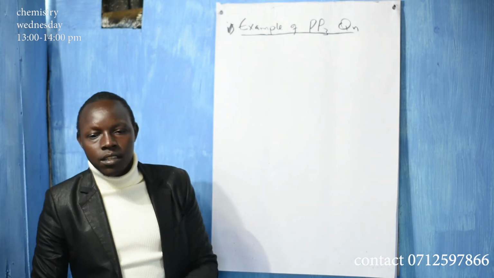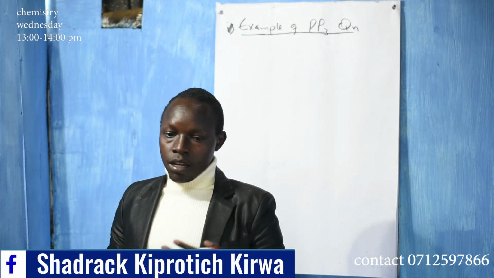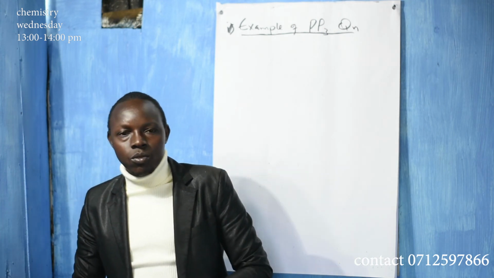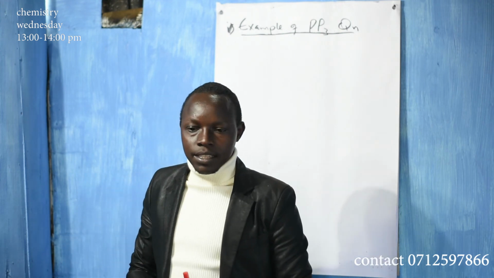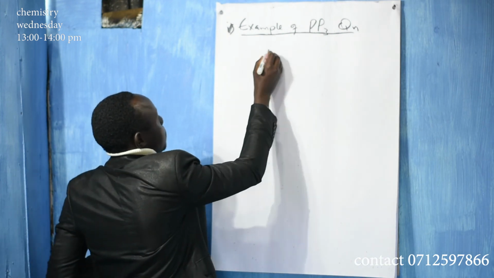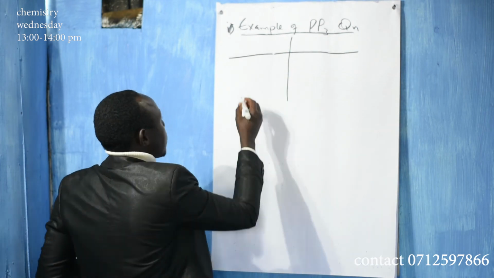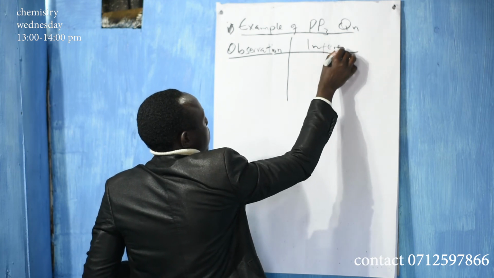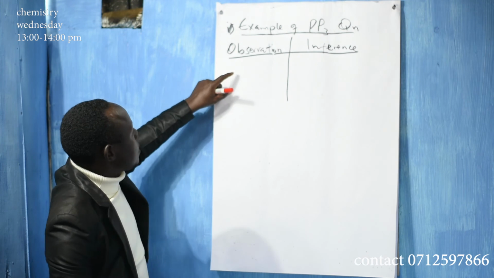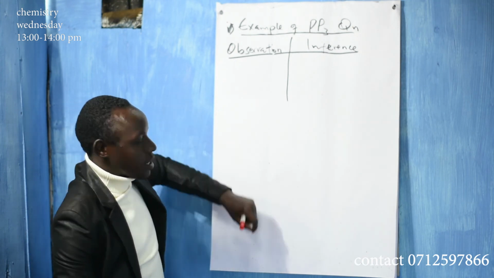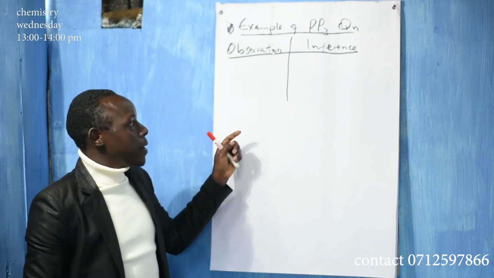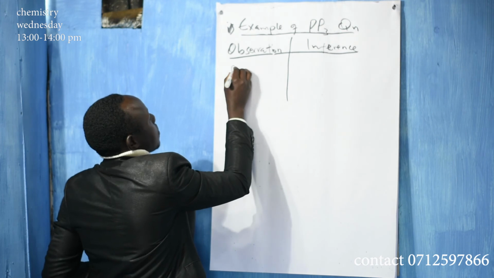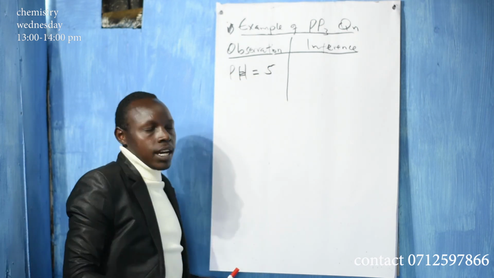Now, in some instances, you have been given a universal indicator, either the universal indicator paper or the universal indicator solution, and then you are supposed to take a piece of it. You put it in a substance that you have in a test tube. Let me just draw this. You will find the procedure later on. You always write the observation and the inference. So you have taken the universal indicator paper, you put it in a substance or a solution in a test tube, and then you compare it with the universal indicator chart. When you compare, you realize that the pH is 5, or 6.5.